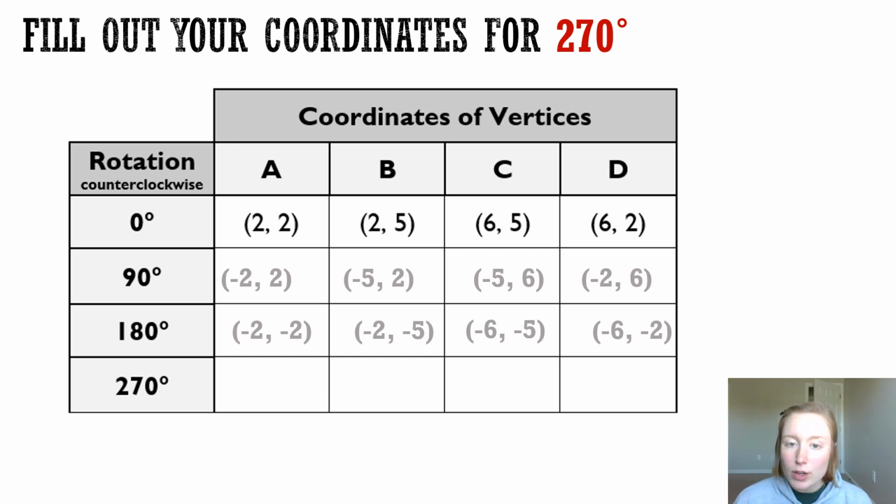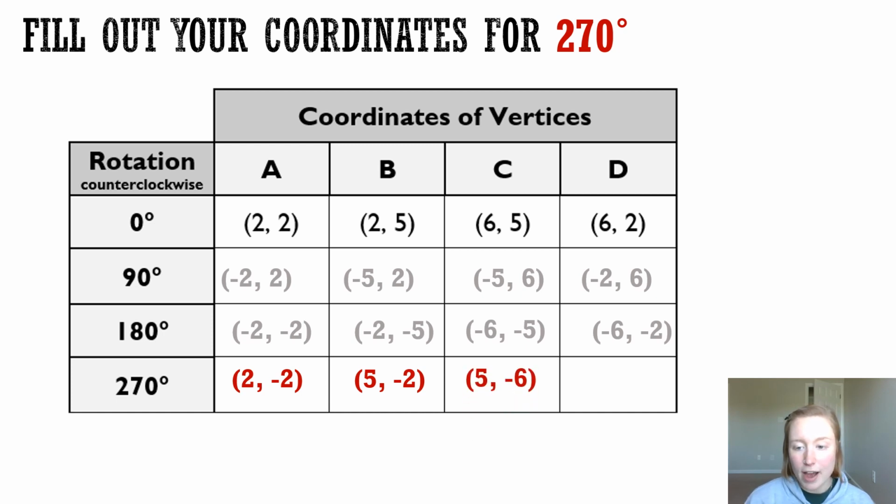So filling out our coordinates for the 270-degree rotation, for point A, I got 2 comma negative 2. For point B, I got 5 comma negative 2. For point C, I got 5 comma negative 6. And for point D, I got negative 2 comma 6. So go back through and double check, make sure that your points match up with mine, and make sure that your graph basically looks like you have 4 rectangles that have just been rotated around in a circle.